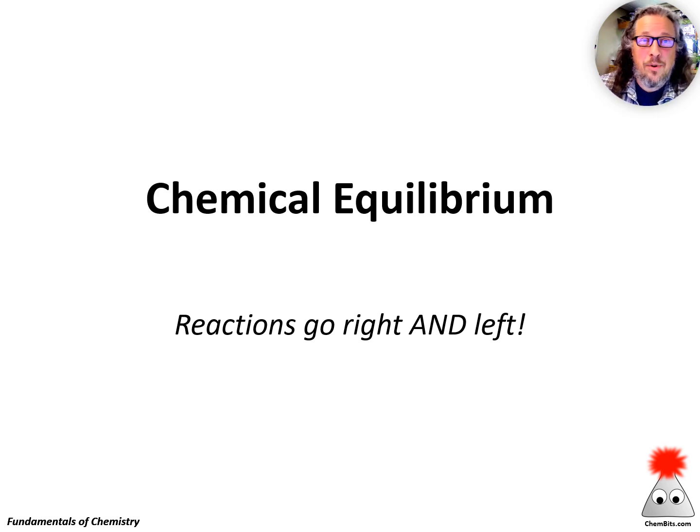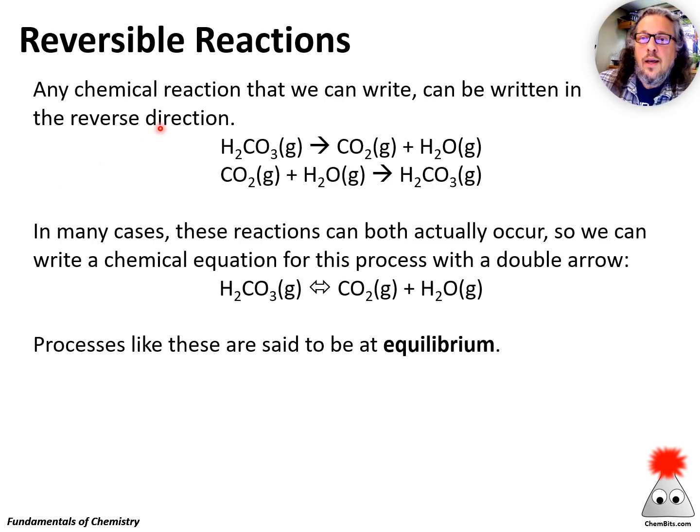One of the most important topics in all of chemistry is the idea of chemical equilibrium. And chemical equilibrium is just a description of the fact that reactions can both go in their forward direction, as we've been thinking about them, but they can also reverse. Any chemical reaction that we can write, we can turn around and write in the opposite direction, right? So carbonic acid, H2CO3 gas can decompose to form carbon dioxide molecules and water molecules, or turn that around, carbon dioxide can interact with water to form H2CO3 molecules.